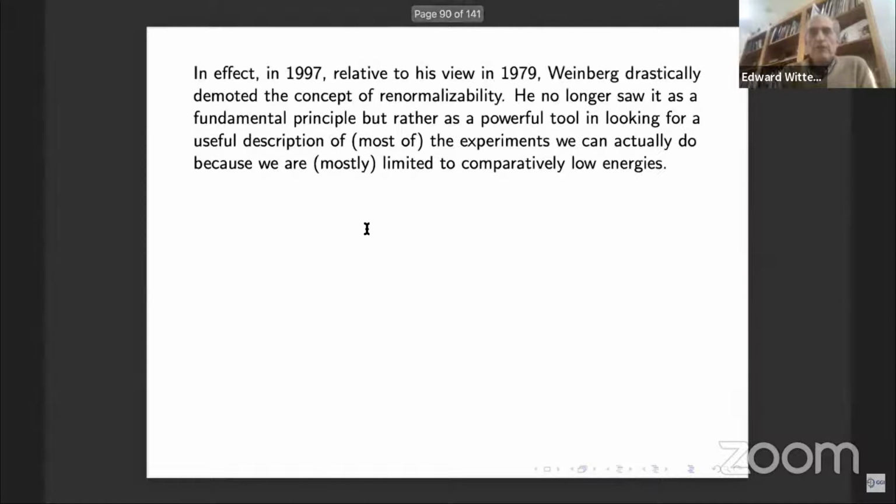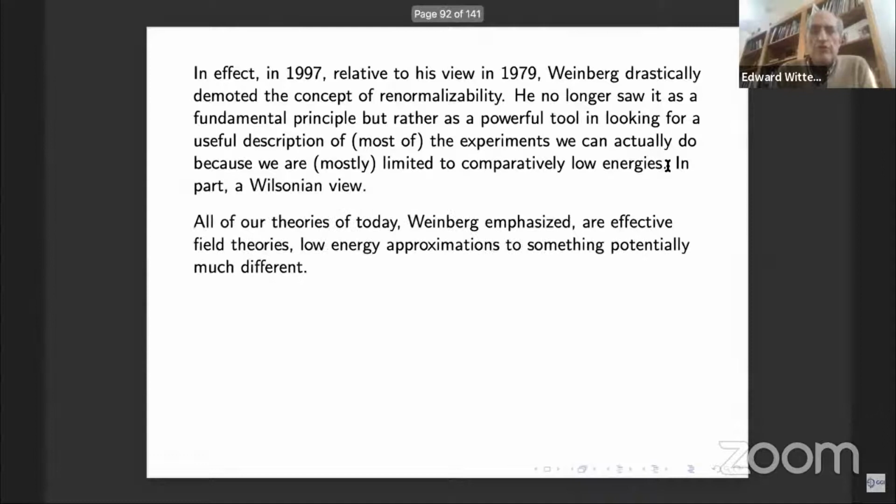And so that was, by 1997, Weinberg's view of why renormalizable is useful. Most of the experiments we can do are going to be describable by a renormalizable quantum field theory, because first of all, quantum field theory is inevitable at sufficiently low energies, but at energies well below the cutoff, whatever it is, any quantum field theory will look renormalizable. So that's, in spirit, a Wilsonian view, as Howard also remarked.